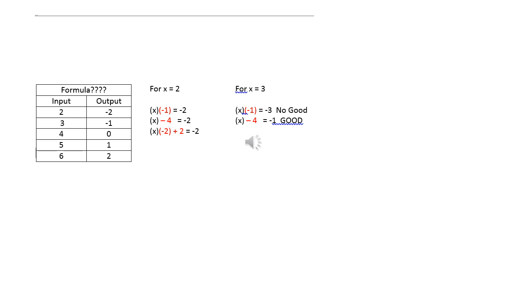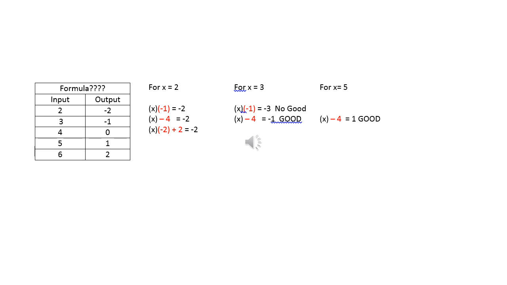Okay, moving on to the next number in my input column, it's a 3. So let's substitute 3 in for the x and see what happens. 3 times -1 is -3. That's not the output we want. We need -2, so it's no good. Let's look at the next formula, which is x minus 4. If we substitute 3 for x, we get 3 minus 4 equals -1. That's good as well. We're pretty close now. We think we know the right answer.